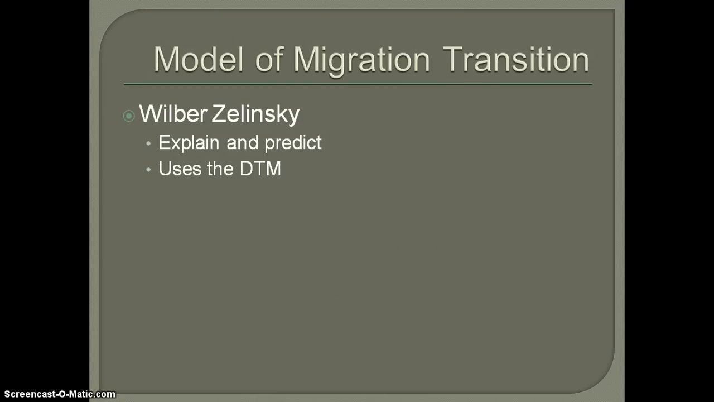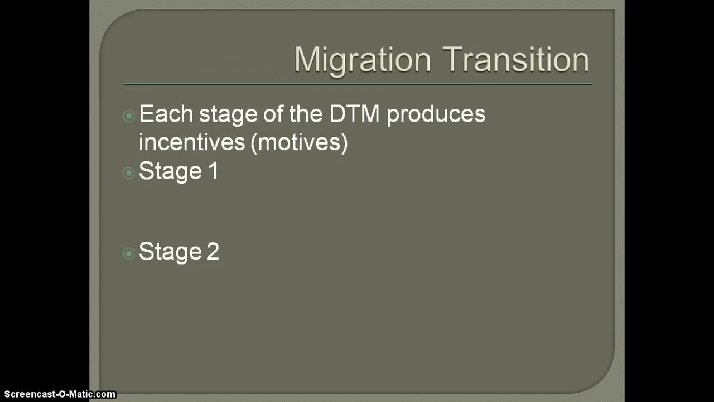So let's go through this real quick. Just like the demographic transition model, the model of migration transition is only going to have 4 stages associated with it. So again, the idea here is that each stage of the demographic transition model is going to create different incentives or motives for people to leave the place that they're at and go to a new place.